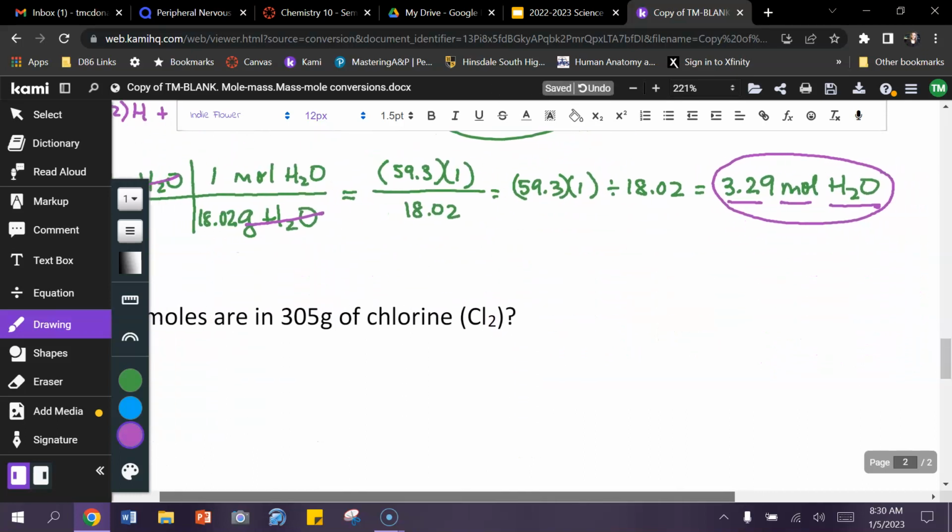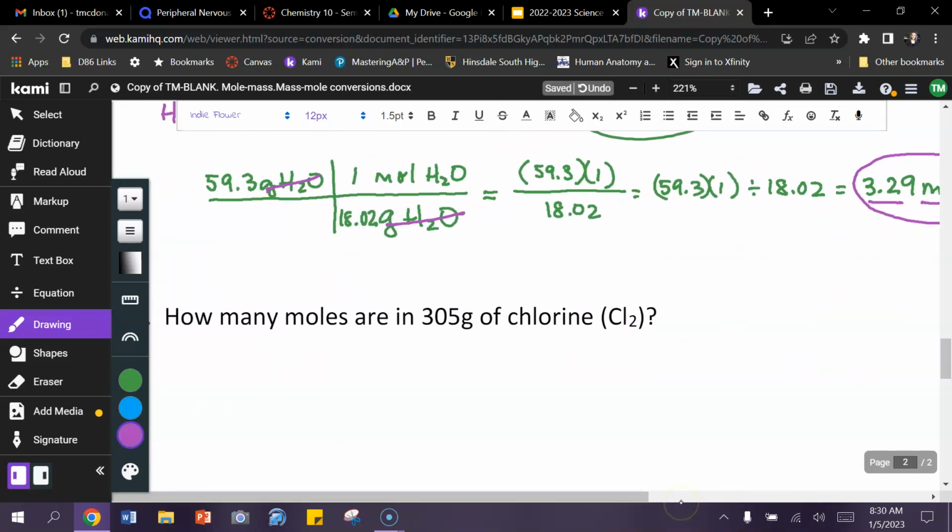All right, next, how many moles are in 305 grams of chlorine, which has the formula Cl2? Well, Cl2 is equal to 2 Cl atoms, which is equal to 2 times 35.45, which is equal to 70.9 grams in 1 mole.